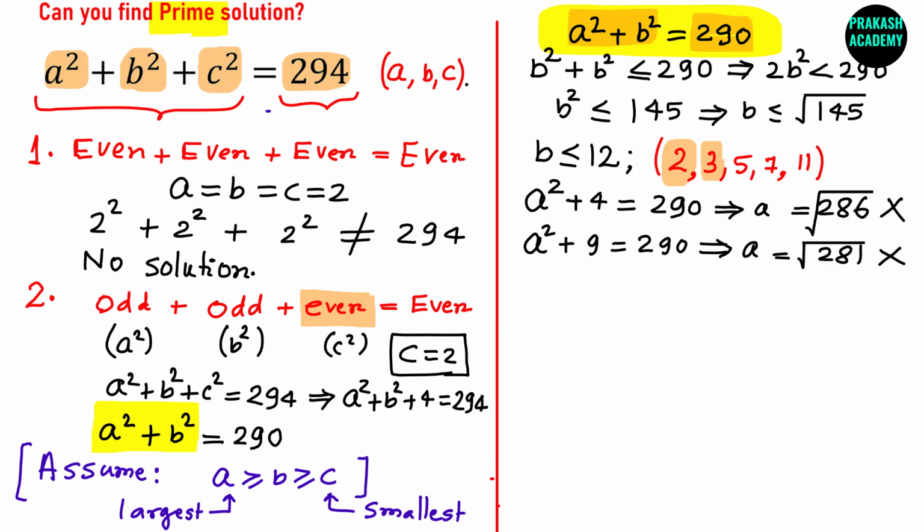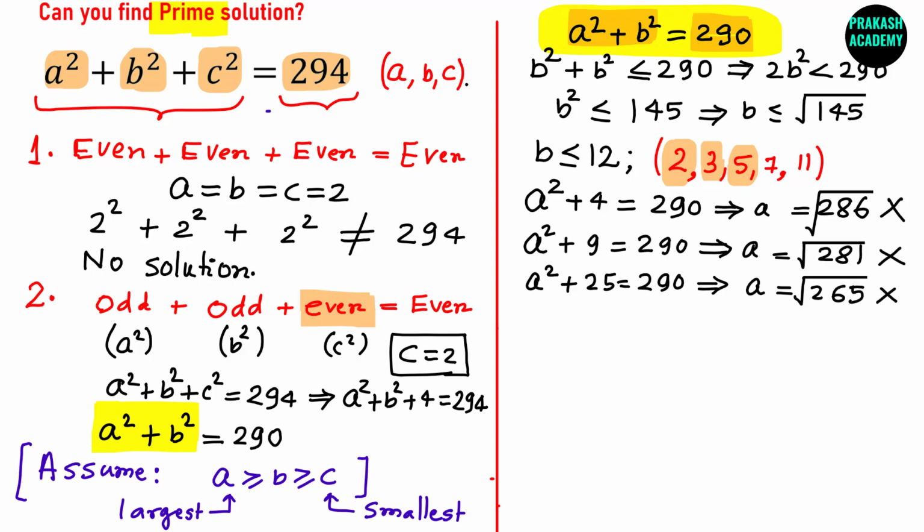Now what about b equals 5? So 5 square is 25, and this plus a square is 290. So from here I can say a square is 265. This means a is the square root of 265. Once again, we cannot find a square root of 265, so this is also not a possible solution.